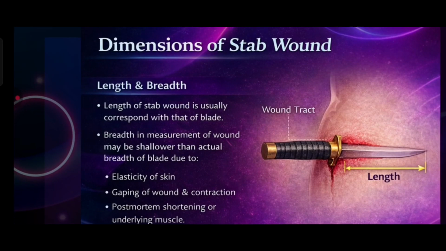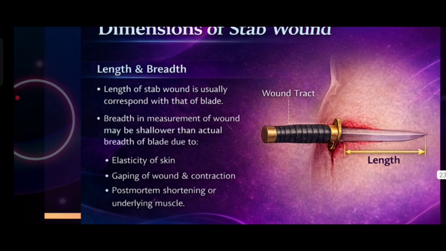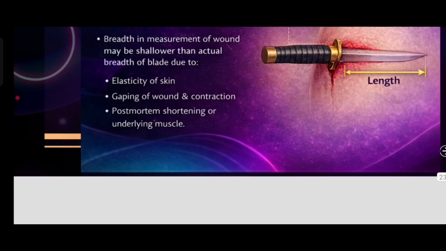Dimension of stab wound, length and breadth. The length of a stab wound usually corresponds with that of the blade. The breadth measurement of the wound may be shallower than the actual breadth of the blade due to elasticity of skin, gapping of the wound, and contraction or postmortem shortening of underlying muscles.